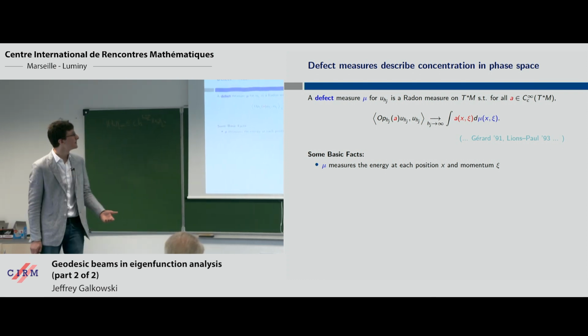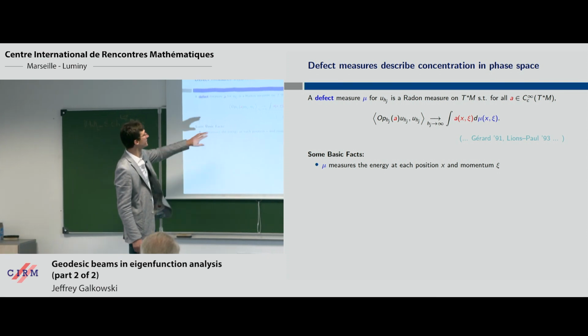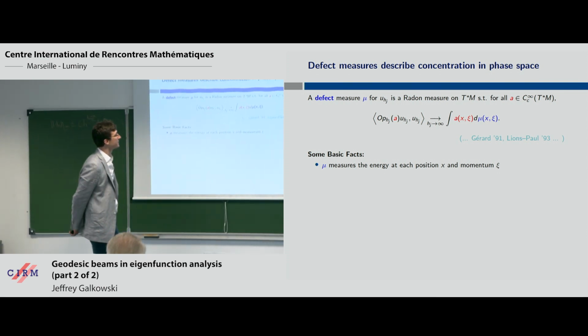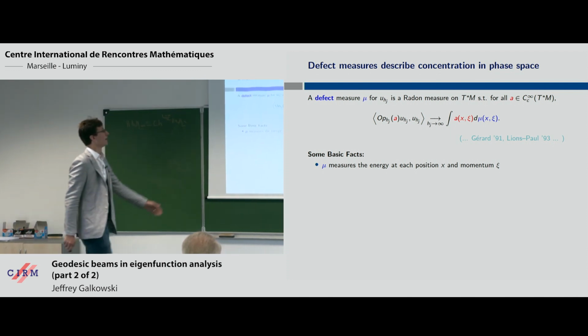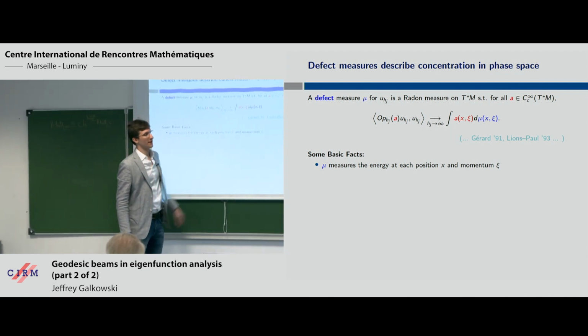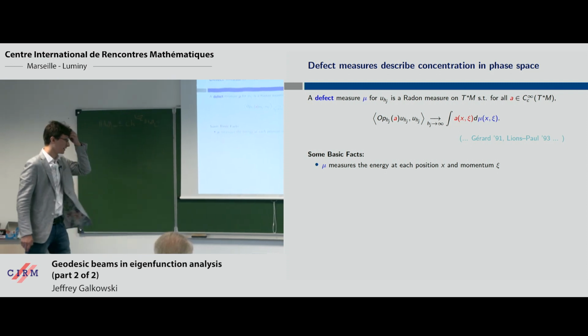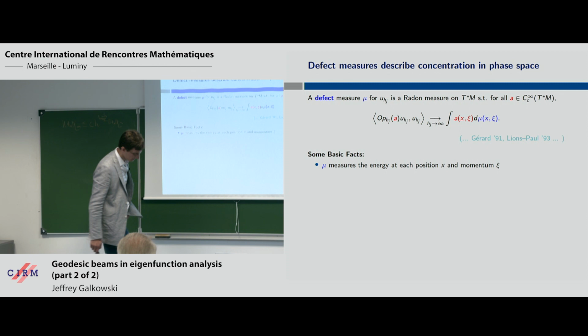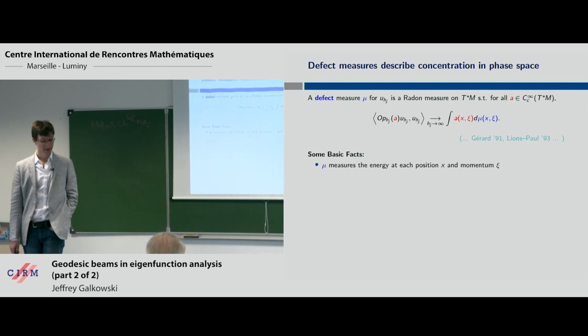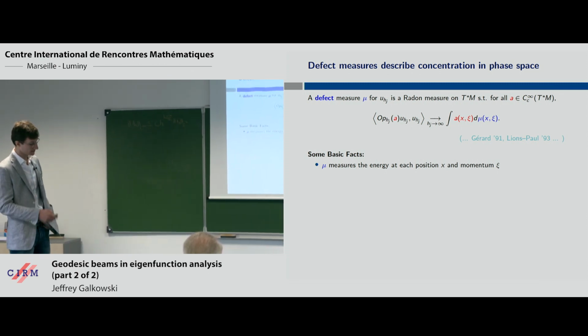And the way to see that is, well, what does this quantization do? It multiplies the piece of u at position x and momentum ξ by a of x, ξ, and then I conjugate away the oscillation. And so if you believe that's what this quantization is doing, it's natural that this mu is telling you how much energy there is at position x and momentum ξ.